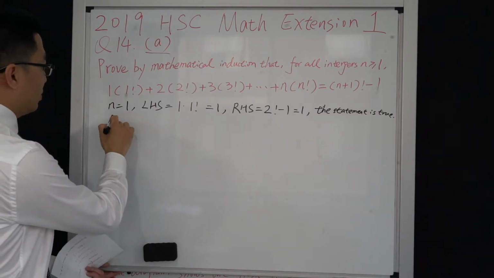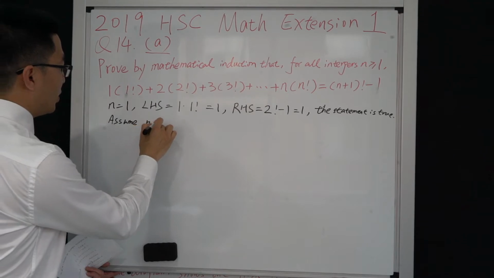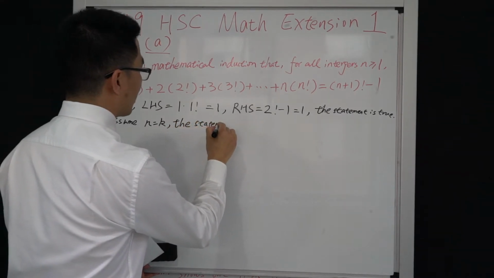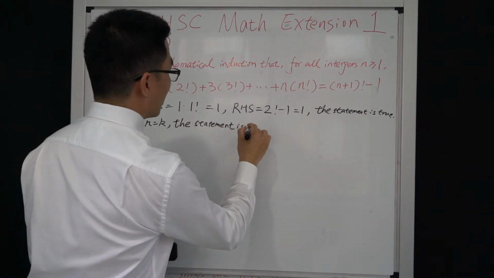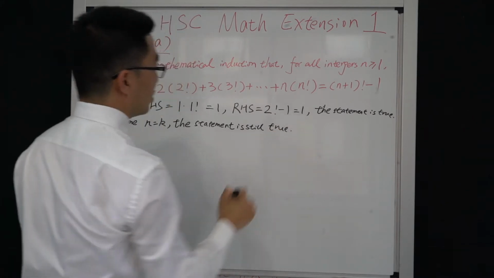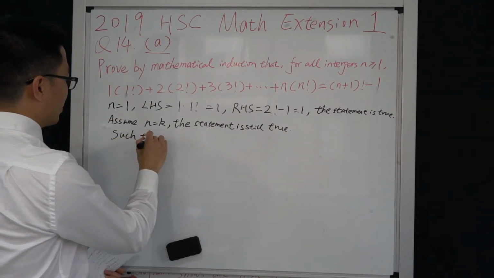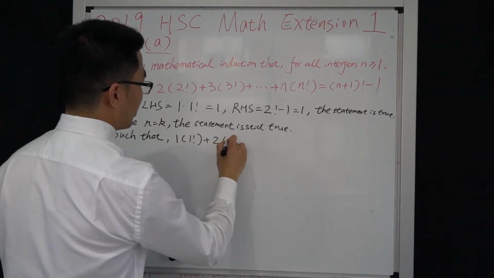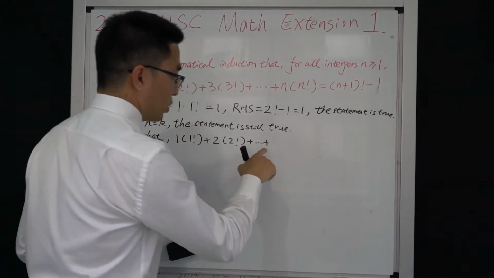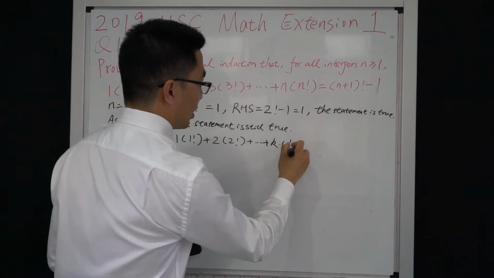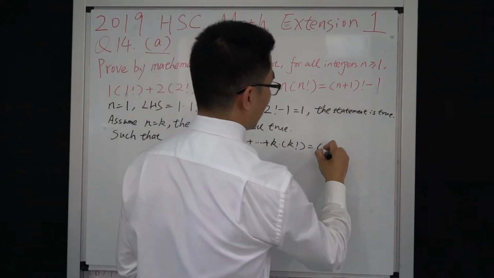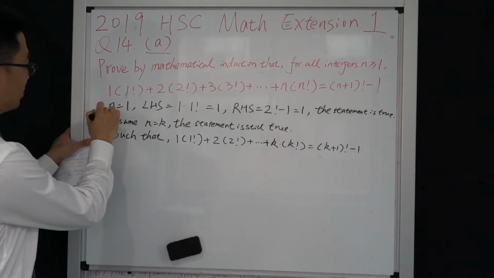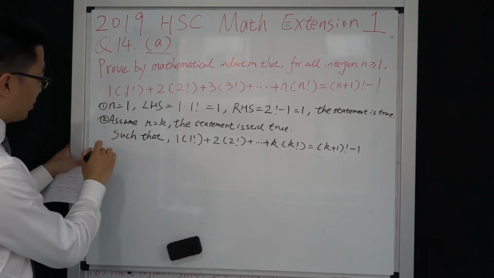Now we go to the second step. We are assuming when n equal to k, this statement is still true, such that we have 1 times 1 factorial plus 2 times 2 factorial plus, up to, now we are using k, not n, k times k factorial, equal to (k plus 1) factorial minus 1. So here's the first step, and here's the second step. Let's go to the third step.